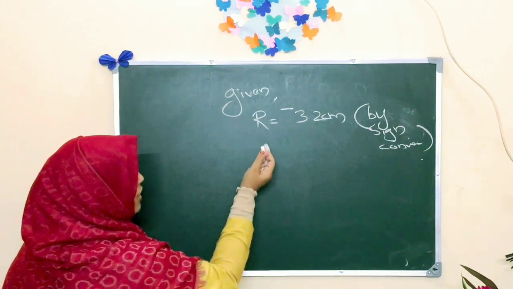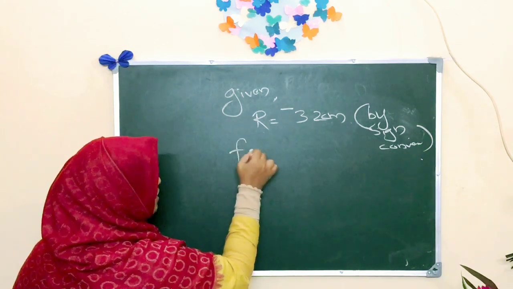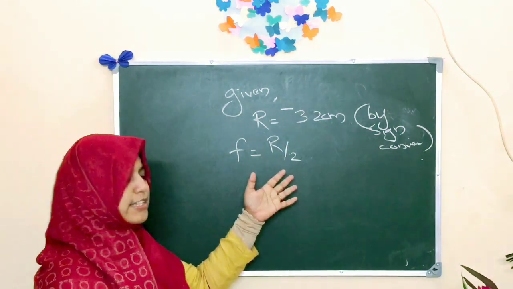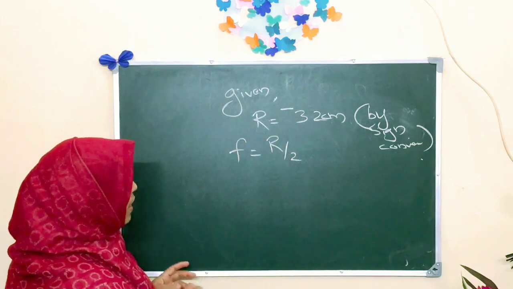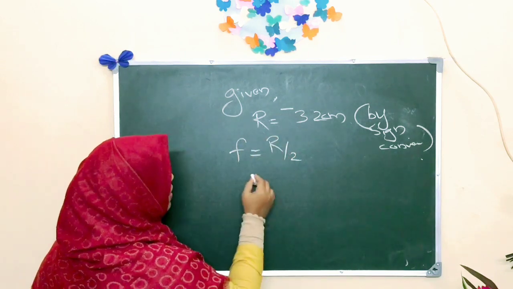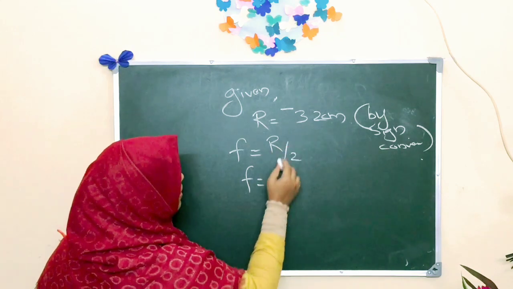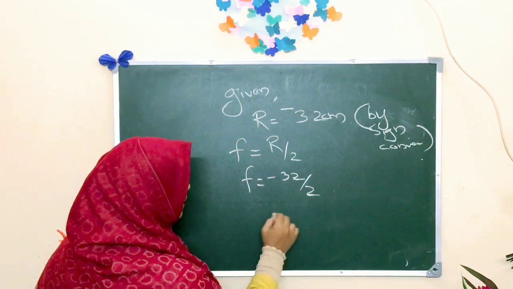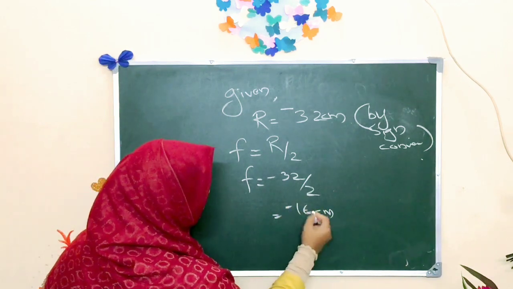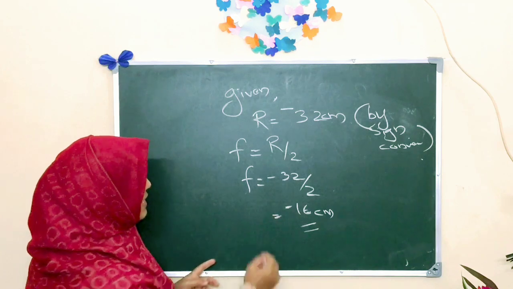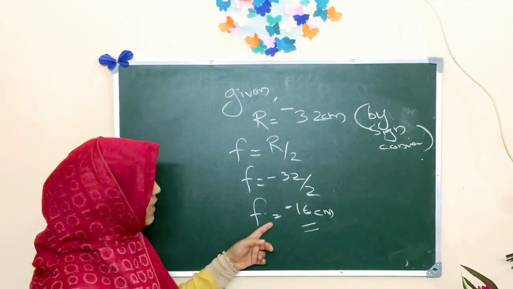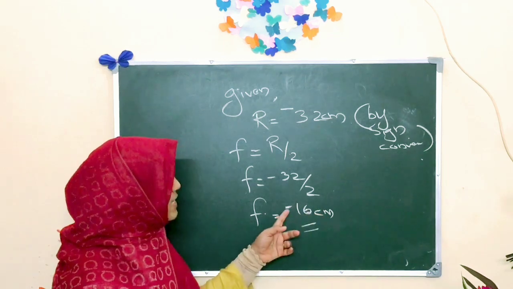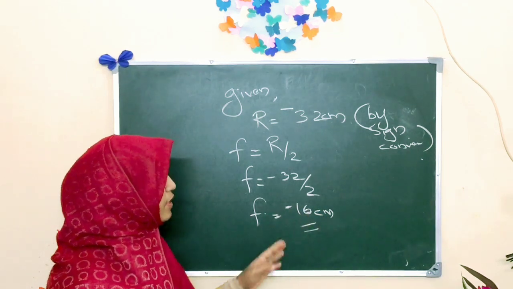Now here we are using the equation F is equal to R by 2. By using this equation, we can solve this problem. Substituting this value in this equation, negative 32 divided by 2, that is negative 16 centimeter. So, we got a negative value for focal length. That means, in the case of a concave mirror, the focal length is taken as negative. So, negative 16 centimeter we got.